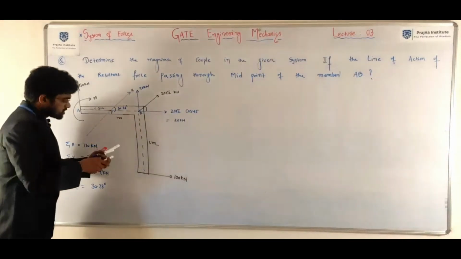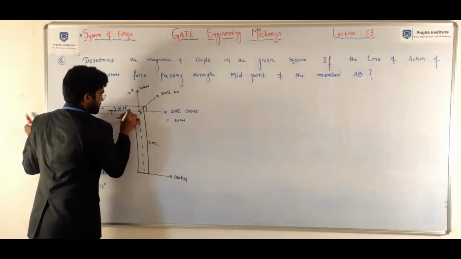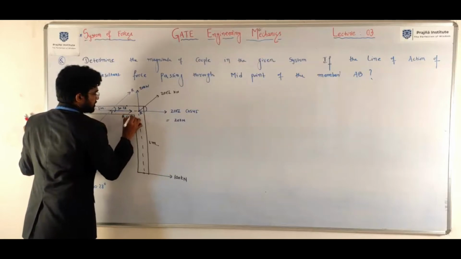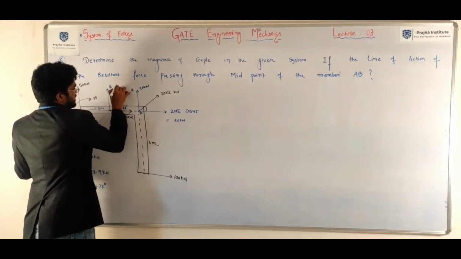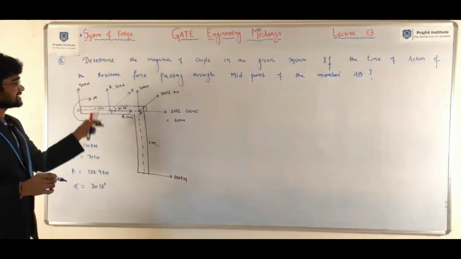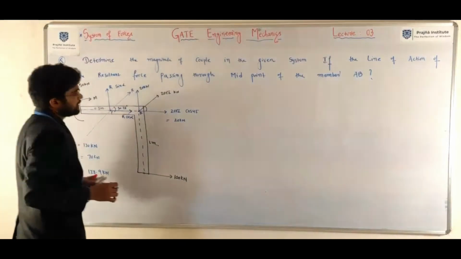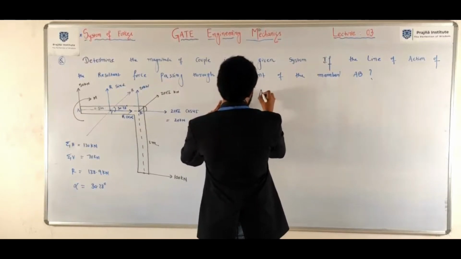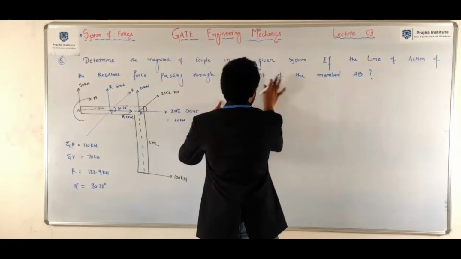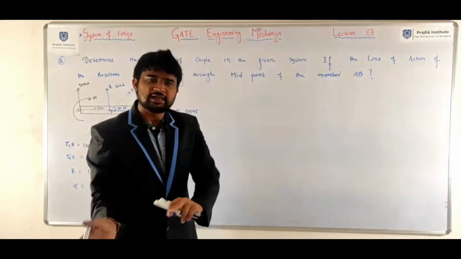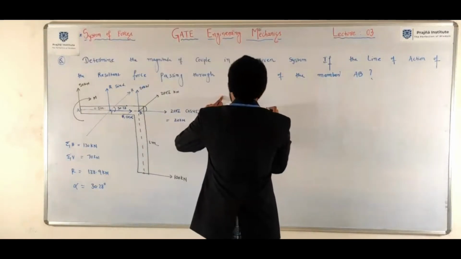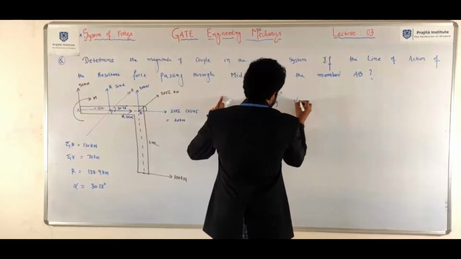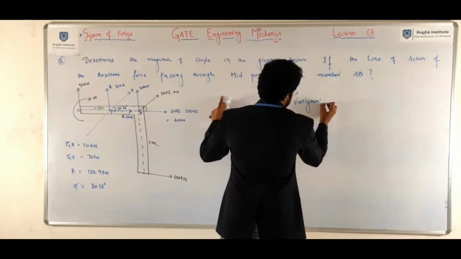So now resolve R. Here it is alpha. We can say R cos alpha, R sin alpha. This is the resultant. Now apply moment about A. Apply Varignon's theorem or normal equilibrium. It is a free body diagram. Normally apply moment about A. What will we do? Apply Varignon's theorem.